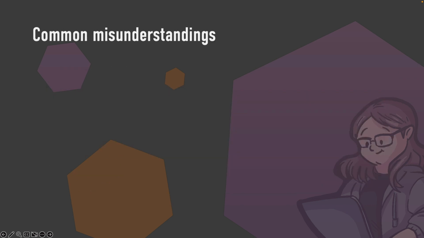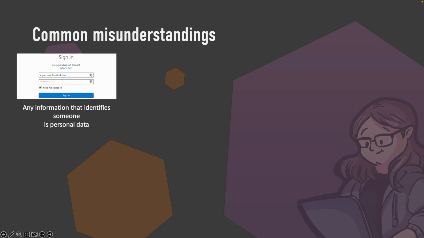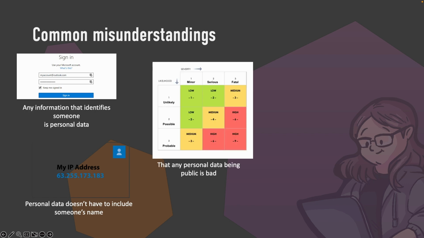So some common misunderstandings of data protection legislation. It includes any information that identifies somebody. That is what's considered personal data. It can be an email address. It can be a name. It can be something else. Personal data doesn't have to include somebody's name. It can include lots of individual points of data that point to a person.